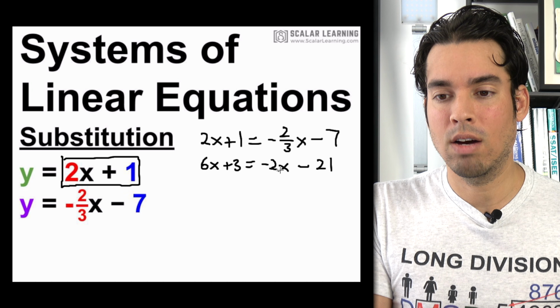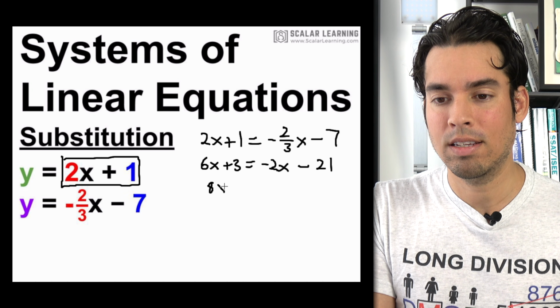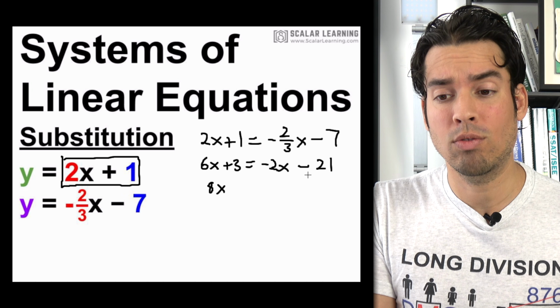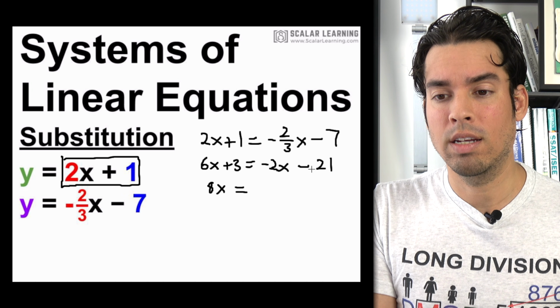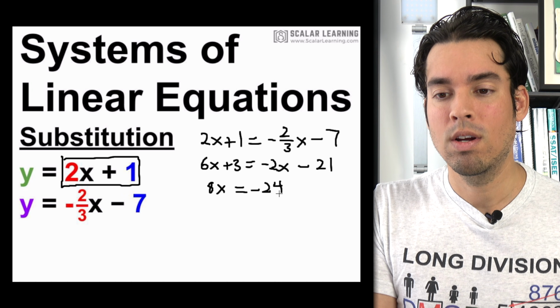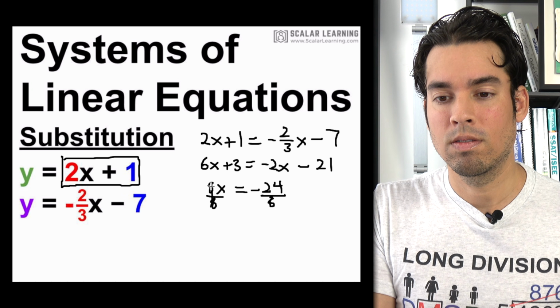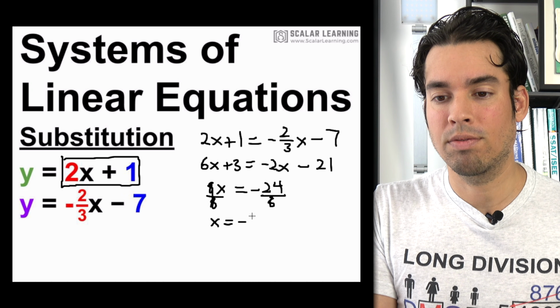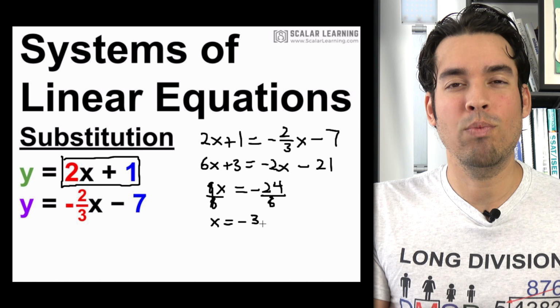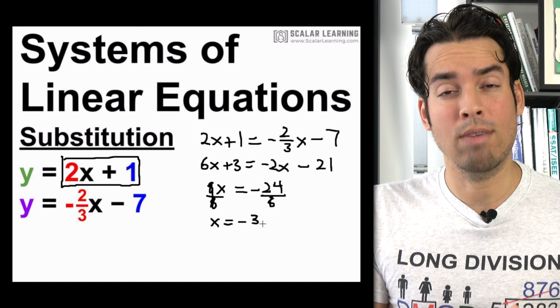So I will now add 2x to this side. 2x plus 6x is 8x. And then simultaneously, I'm going to subtract 3 from both sides. And so that 3 goes away. Negative 21 minus 3 is negative 24. Last but not least, we're going to divide by 8. And guess what? X equals -3. And this is exactly what we got when we graphed it and we looked at the coordinate. And the corresponding value on the graph was -5.